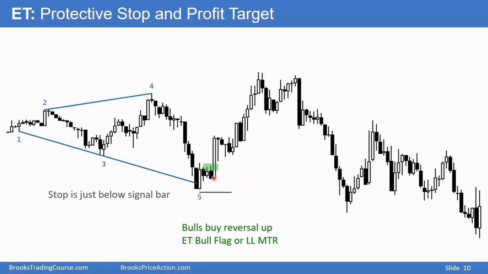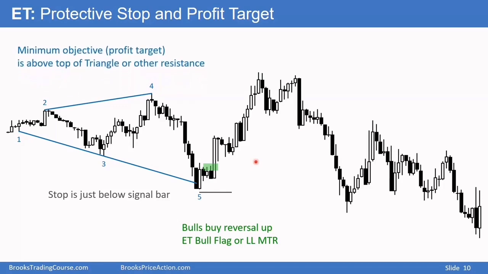In either case, traders are going to buy a reversal up, especially above a bull bar, especially when it's a second reversal up. We reversed up here, pulled back again, and now we have a bull bar for a high 2 buy. High 1 above this bear bar, high 2 above this bull bar. Traders will buy the reversal up. Stop just below. The minimum objective, the top of the triangle, or some other resistance level, which we do not yet have.